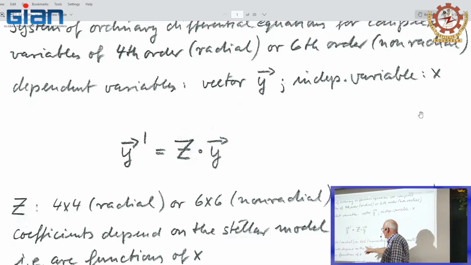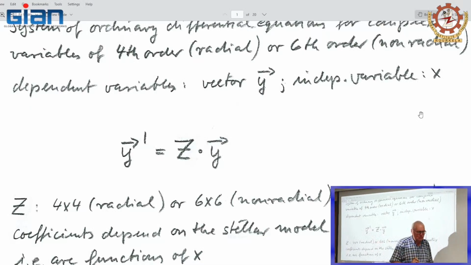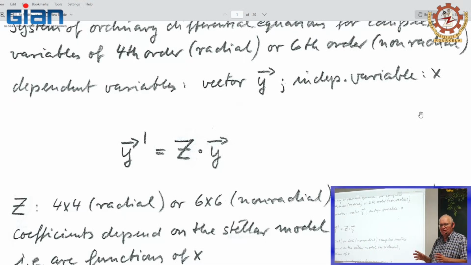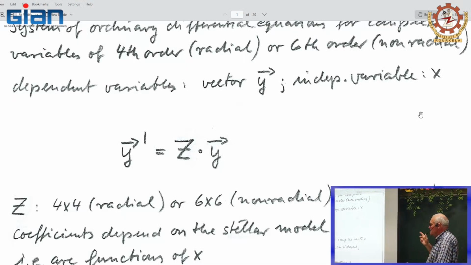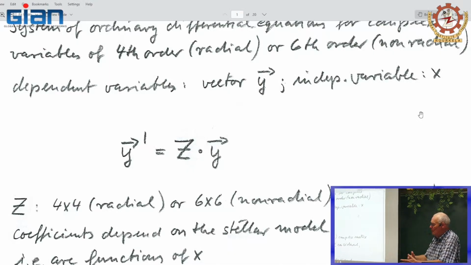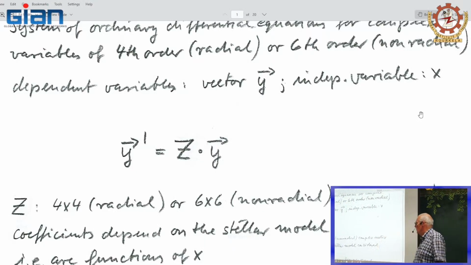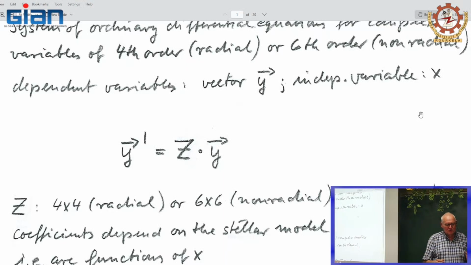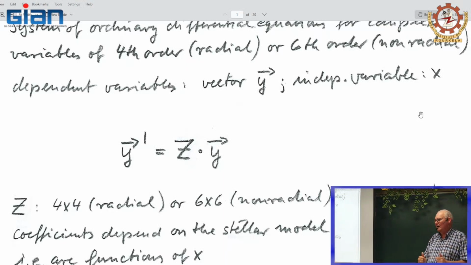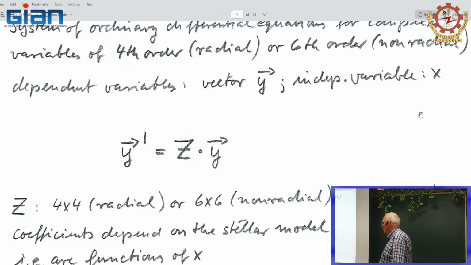And Z is a 4 by 4 radial or 6 by 6 non-radial matrix containing all the coefficients of the differential equations. It's a complex matrix because these coefficients are not all real, but there are also complex coefficients in this matrix. The coefficients depend on the background stellar model. They depend on radius or mass, or on the independent variable x, on the stellar model, and on the two additional parameters, which are the harmonic degree and the eigenfrequency sigma.